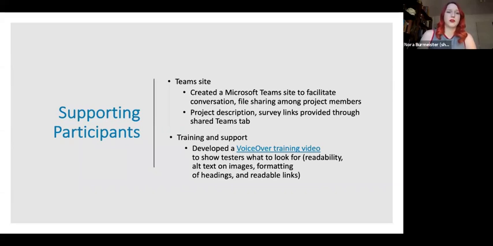So how we supported the participants in our project was by creating a team site. And this was something that was structured by the work from home project team. So they gave us a template and we filled it out with the details of our project. This allowed us to facilitate conversation and file sharing among project members. It also allowed us to share a project description and the links to our accessibility evaluation surveys through a shared Teams tab.